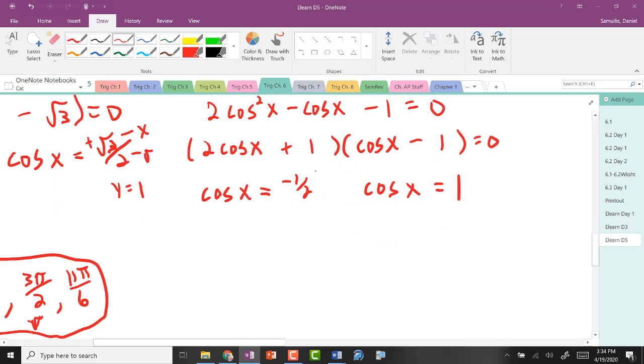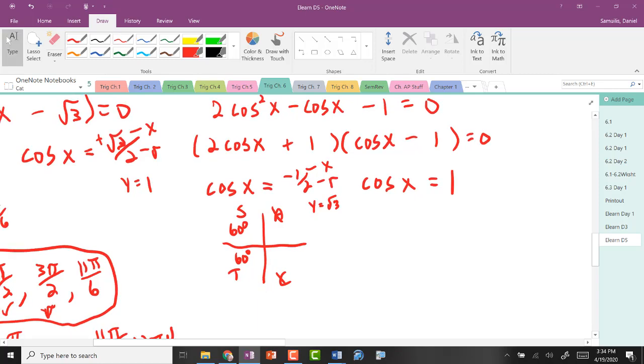Where's x1 and r2? Not where, what? That means y is root 3. This is a 30, 60, 90. Okay, now I can ask where's cosine negative, and it's 2 and 3, because cosine's positive here and here. That's not what I have. I have negatives. So you have a 60 in quadrant 2 and a 60 in quadrant 3, because root 3 is the opposite side.